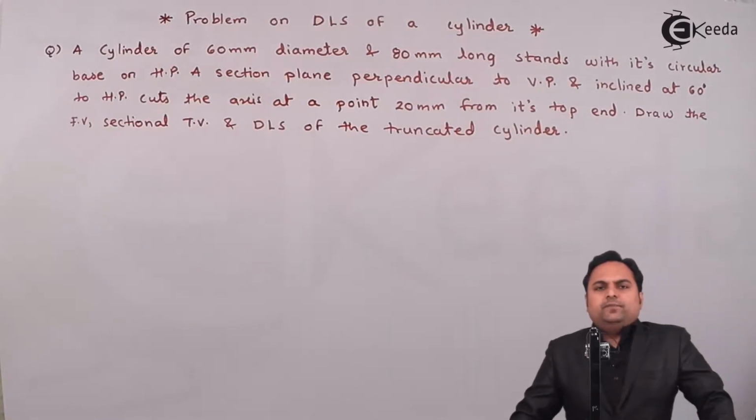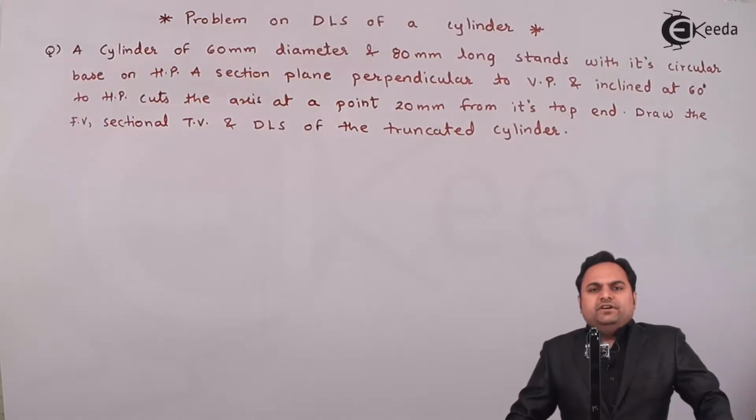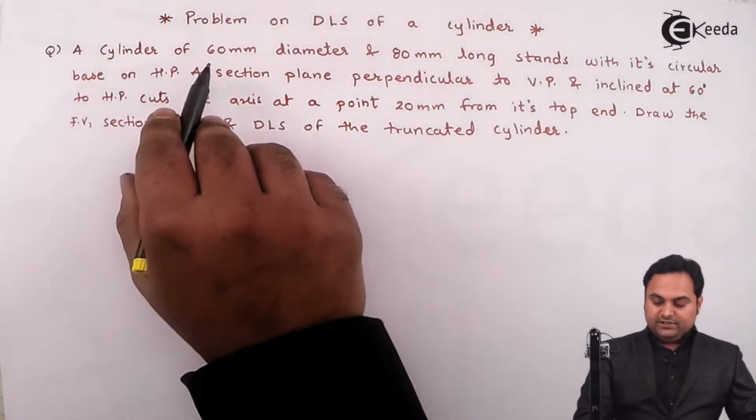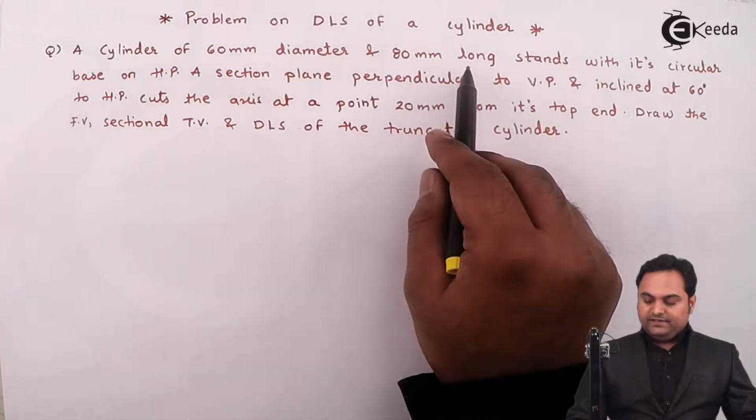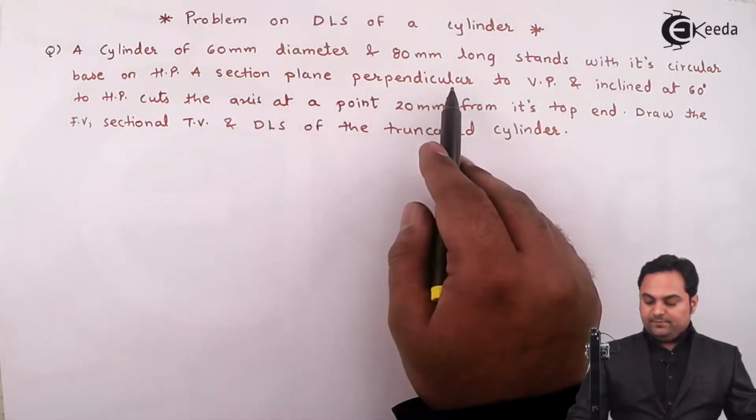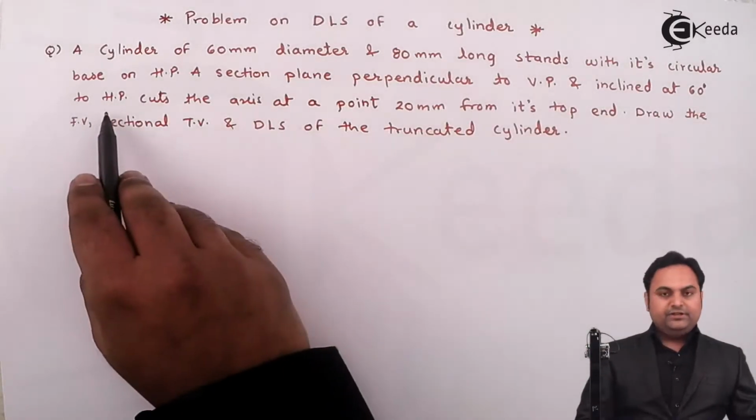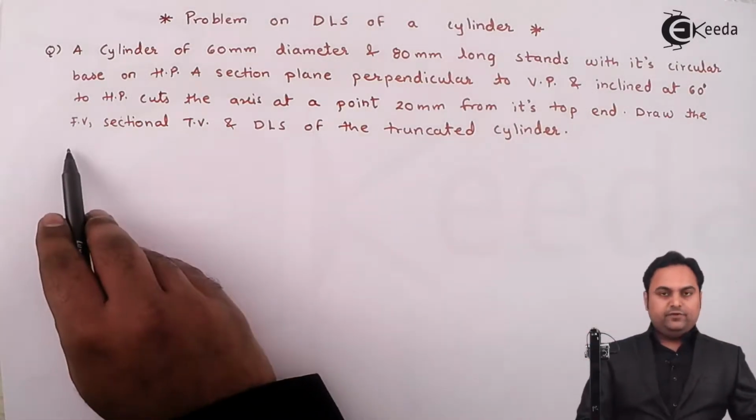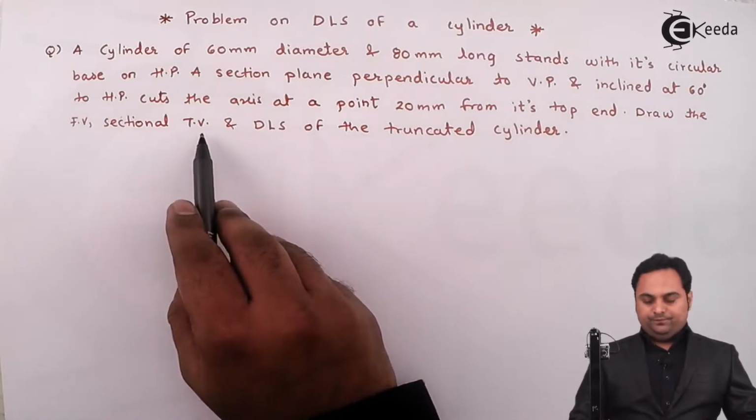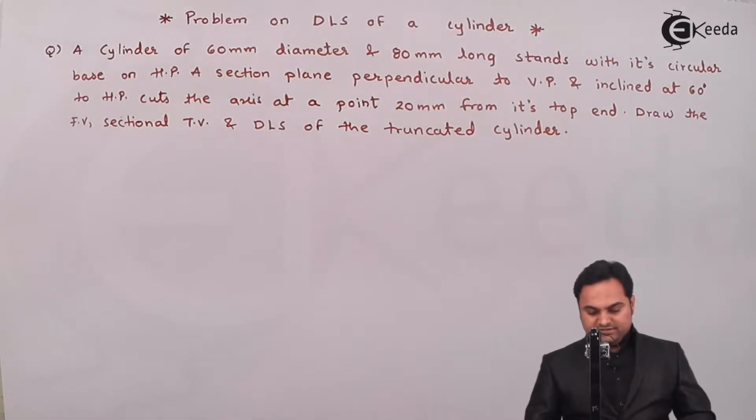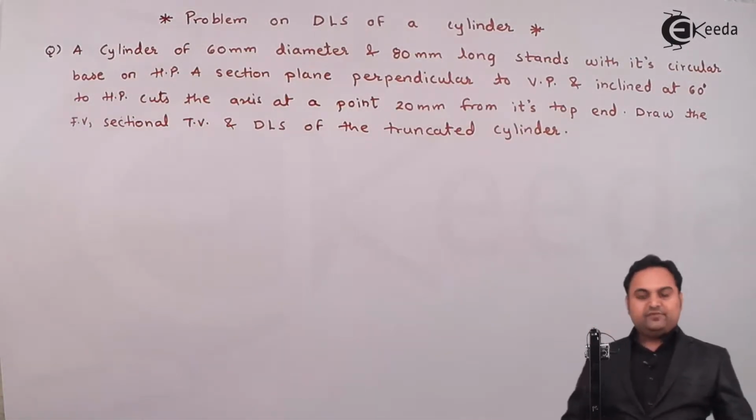In this video we are going to see a problem on DLS of a cylinder, which is the development of lateral surface. And here is the question. A cylinder of 60 mm diameter and 80 mm long stands with its circular base on HP. A section plane perpendicular to VP and inclined at 60° to HP cuts the axis at a point 20 mm from its top end. Draw the front view, sectional top view and DLS of the truncated cylinder, that is the cut cylinder. So this is the question in front of us.